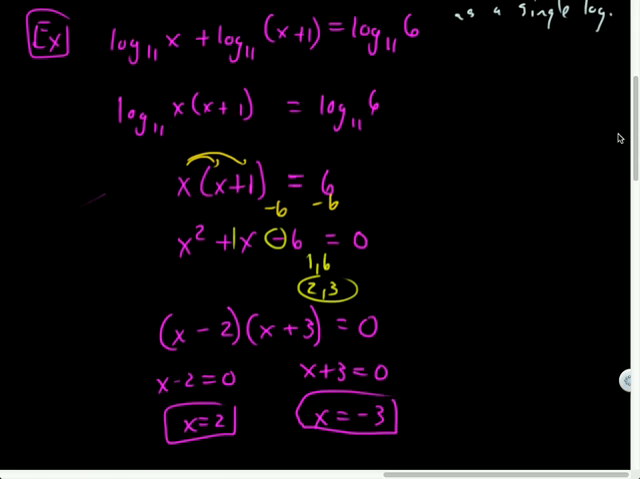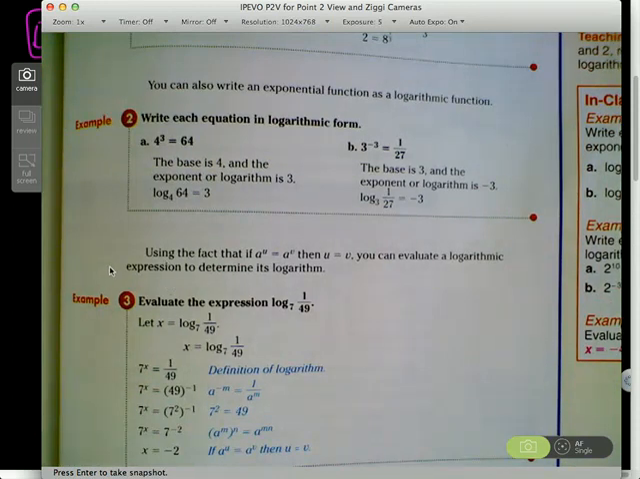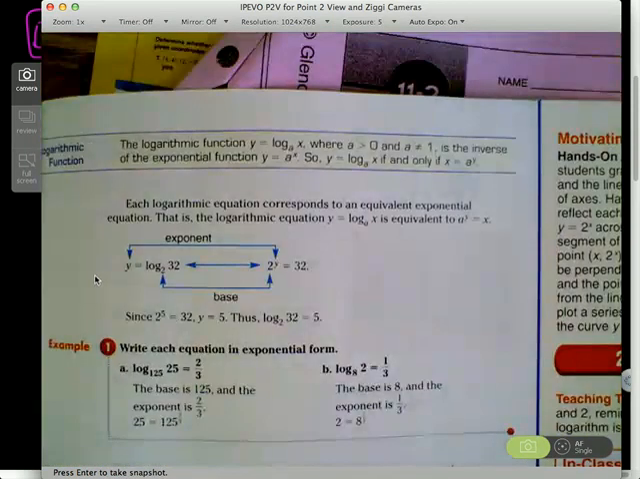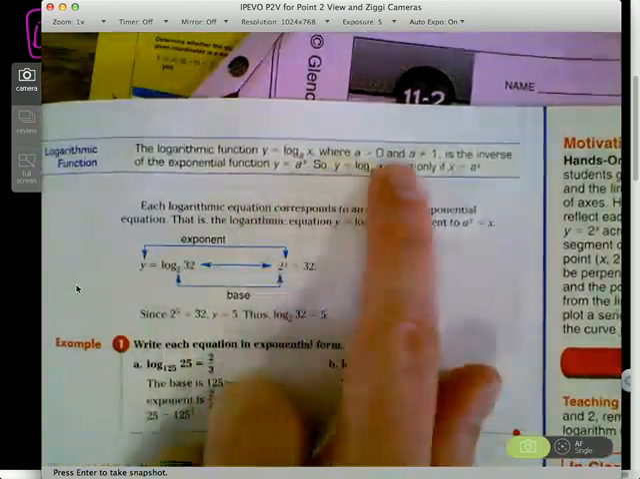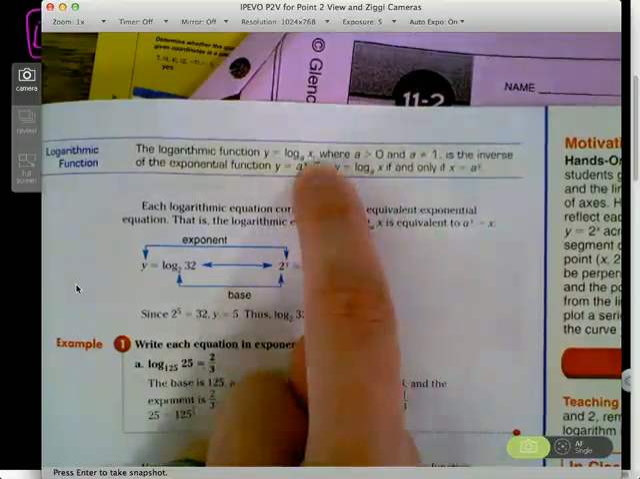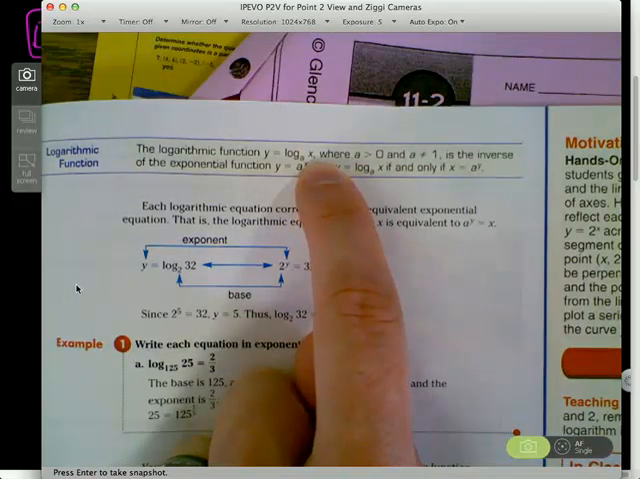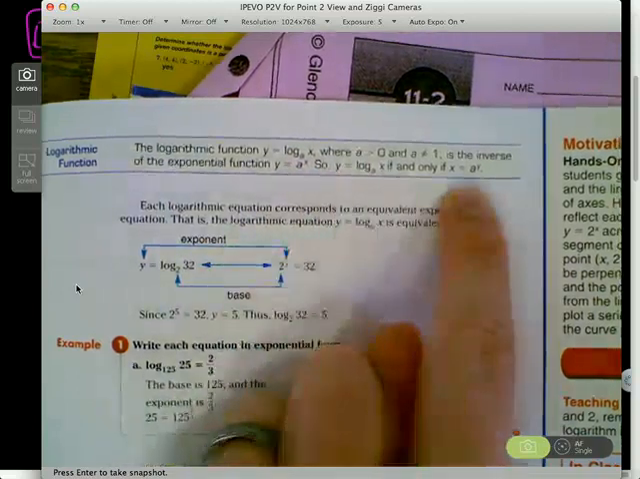These answers are not necessarily legitimate answers. It's possible. Now, it turns out, back when we talked about logarithms, let's see, the logarithmic function y equals log base a of x, where a is greater than 0 and a is not equal to 1. So your base has to be positive and not 1. It is the inverse of the exponential function if and only if x is equal to a to the y.